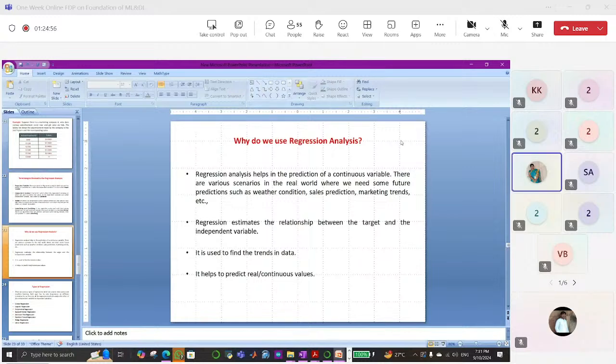So why do we use regression analysis? Regression analysis helps in the prediction of a continuous variable or a numerical variable, a numerical output value. There are various scenarios in the real world where we need future predictions. Future predictions means weather conditions, sales prediction, and marketing trends. These are real-time examples. Regression estimates the relation between the target and the independent variable, and it is used to find the trends in the data. Mainly, and this point is important, it helps to predict real or continuous values.